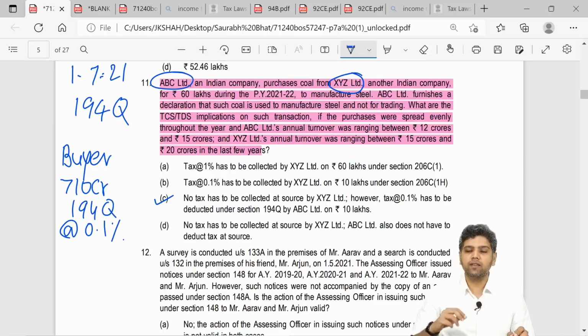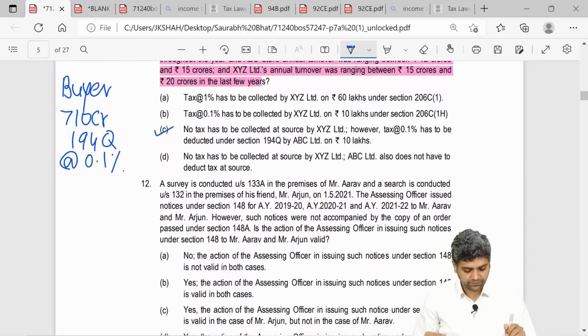In that case, the seller would be under the obligation to collect TCS at 0.1% under 206C subsection 1H. But since the buyer is going to deduct TDS under 194Q, the seller again is not required to recover TCS from the purchaser. So the answer to question number 11 is C, because the buyer's turnover in the preceding year exceeded 10 crores, so the buyer is required to withhold TDS.